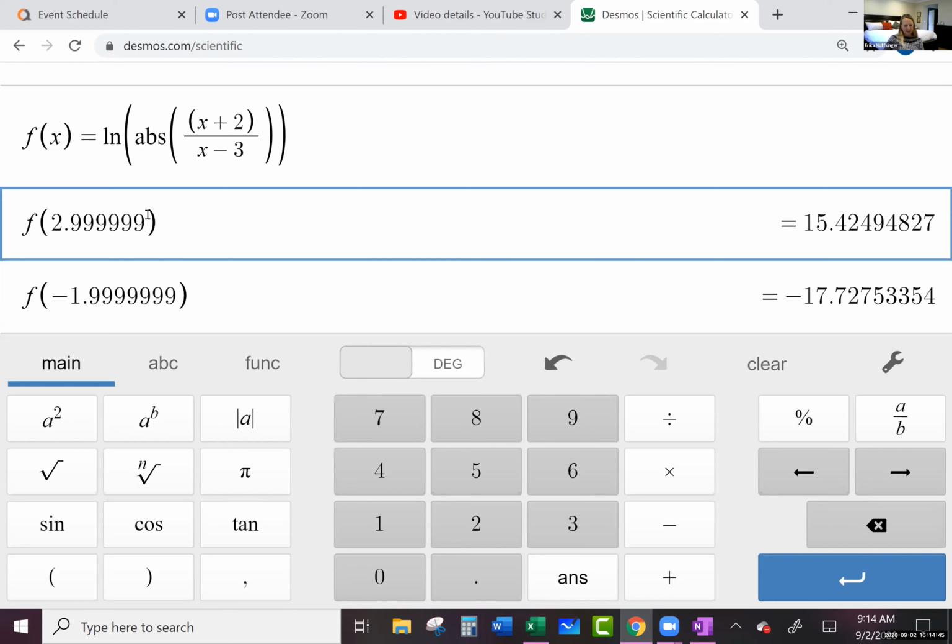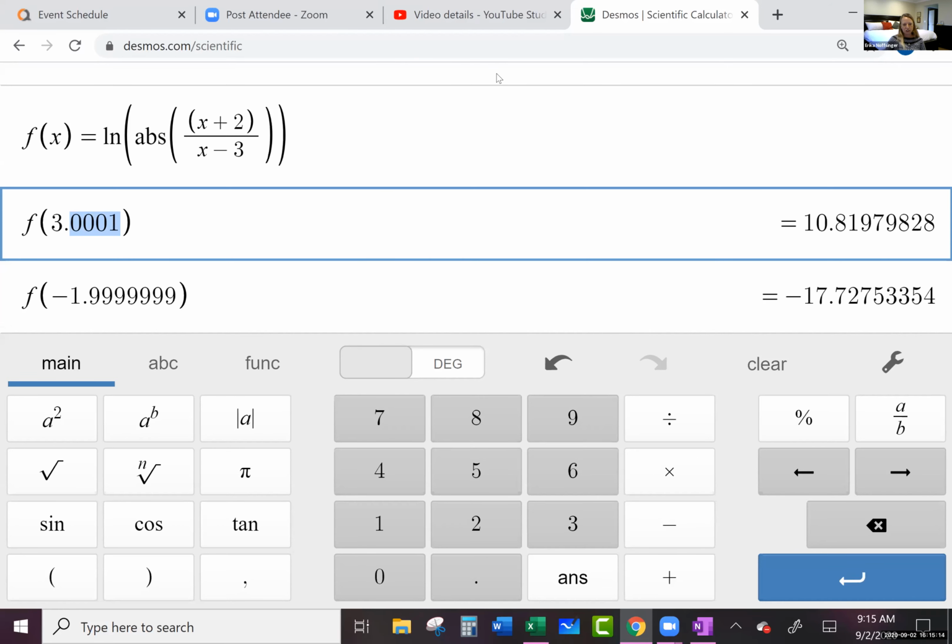So same idea, see what's going on as we come in on the right-hand side of 3. Numbers close to 3 on the right-hand side would be like 3.1. I get about 4, 3.01, I get 6, 3.001, 8.5. So again, that's blowing up as we get closer and closer to 3 on the right. And so that is going to infinity and doesn't exist.